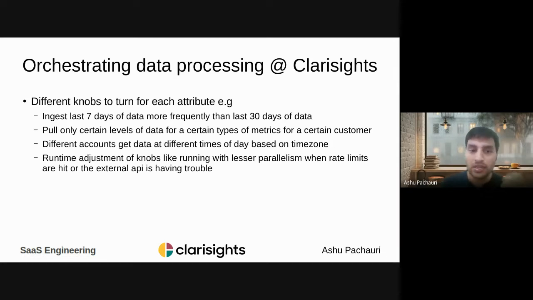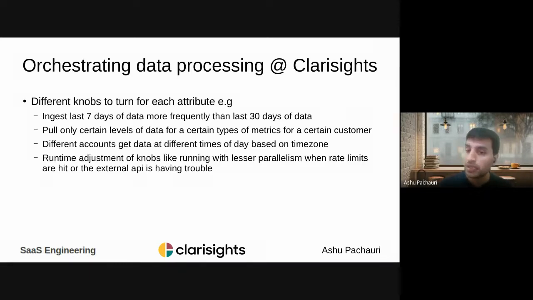For these pipelines, there are different knobs also to turn for each attribute. For example, the data for the last 7 days changes more frequently than the last 30 days of data. So what this means is that we need to pull the last 7 days worth of data again and again more frequently as compared to the last 30 days worth of data. Then certain levels, for example, campaigns might have a certain type of metric that is available, but ad groups might not. So there are different configurations for different customers, the kind of data that we can even pull for different customers.